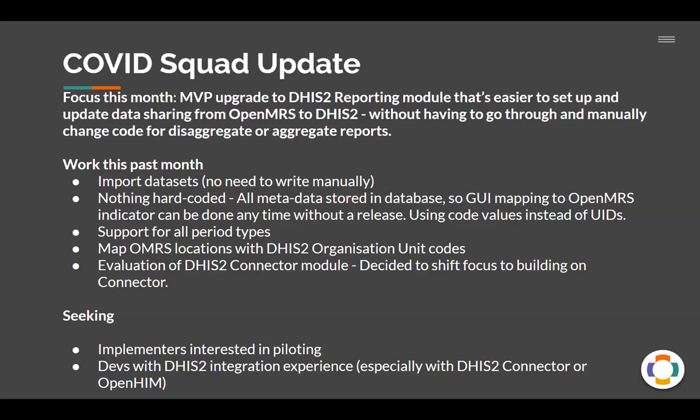We implemented support for all period types, and we also have some support for mapping the OpenMRS locations with the DHIS2 organization unit codes. However, after doing all that MVP work, we realized that it would be more helpful if we built on top of the existing DHIS2 connector module, because this is already being used by a number of implementations. So over the course of the next month, we are shifting our focus to taking the work that we did and learned from in the DHIS reporting module, and we will be building that into the connector.